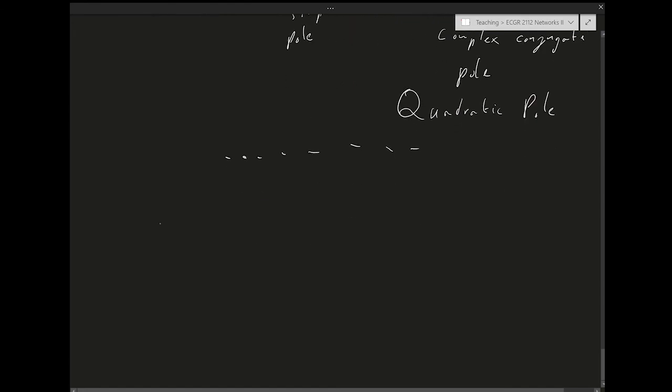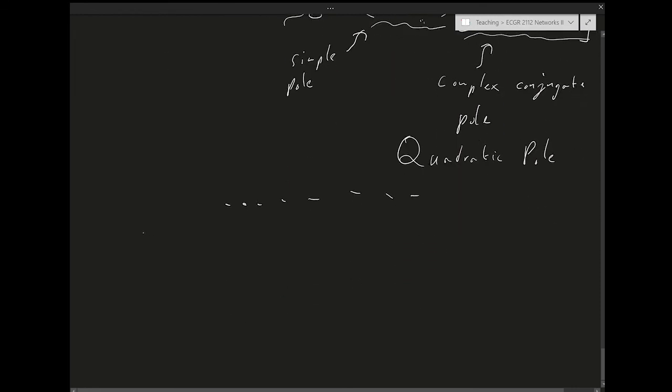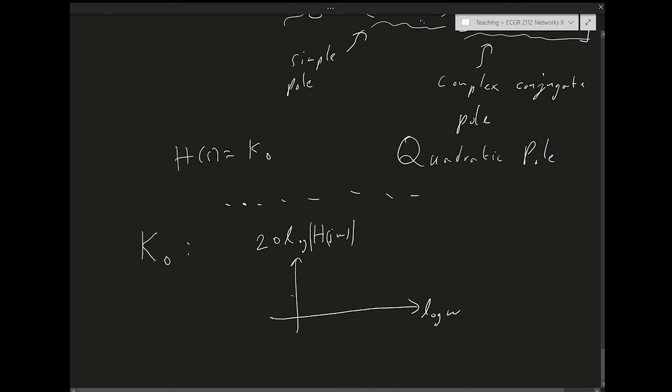Okay, so let's start with all those elements, right? What about those elements? Well, what about the constant k0? How do we plot the constant? Well, we said we were interested in plotting with respect to log omega 20 log |H(j omega)|, right? Assuming we start with a constant. Let's assume H(s) is just a constant. We said we want to plot all of those separately, figure out how to plot them separately, and then the more complicated H(s) we can plot by combining everything, right?